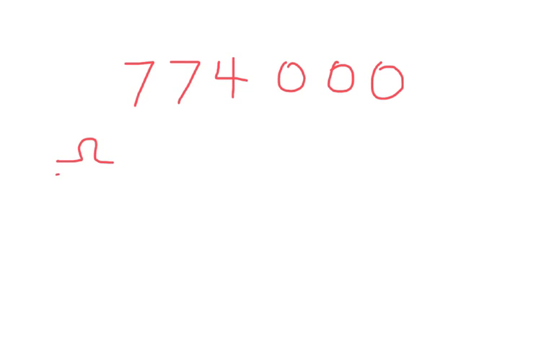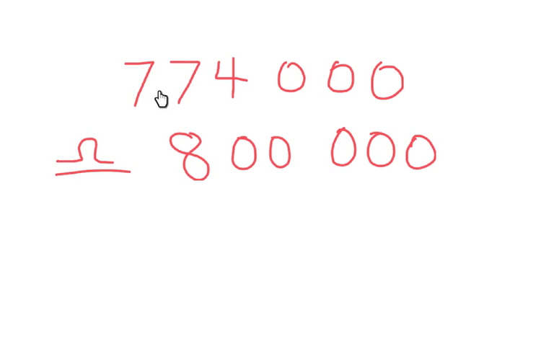Correct 774,000 to the nearest 100,000. So this is 700,000. So let's round this up. That will make this 1, which adds up to this because it's over 5. So it becomes 100,000. So that gives us 800,000.